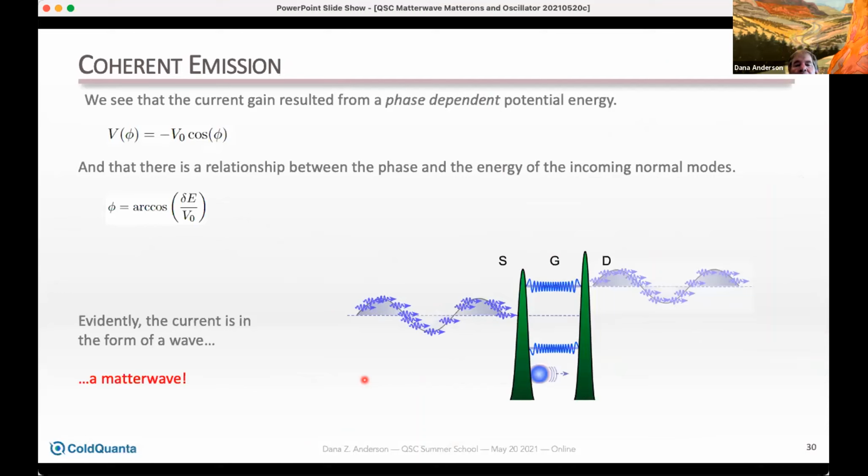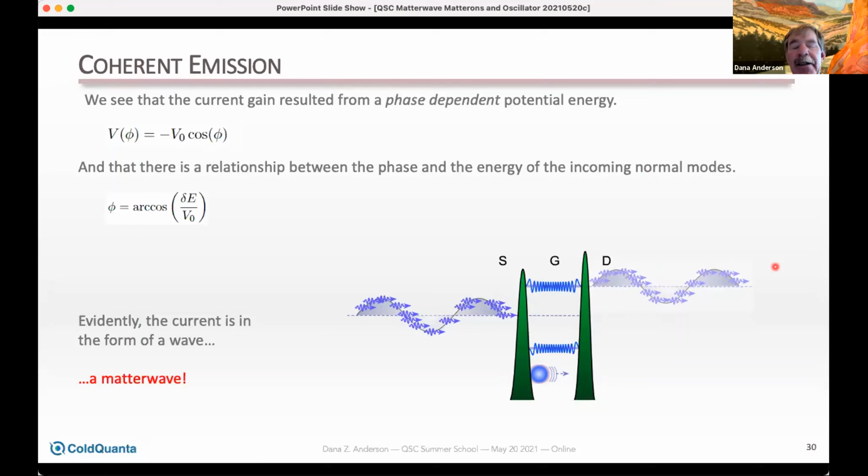All right. Now, I haven't established it, but I'm going to give you a view of it. And it's the following. I had this phase-dependent potential. All right, V of phi is given by cosine of phi. And there's a fixed relationship between the phase of the condensate and the energy of the incoming normal modes. And therefore, if I looked at the particles managing to tunnel out into the drain from the gate, I will notice that their corresponding potential energy varies in synchrony with the gate. And it's propagating to the right because the particles have energy. And this is therefore a matter wave.